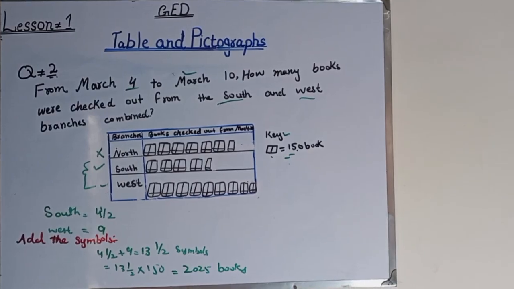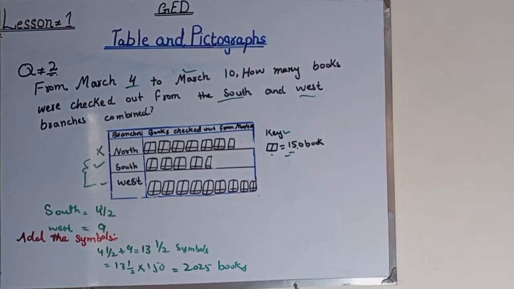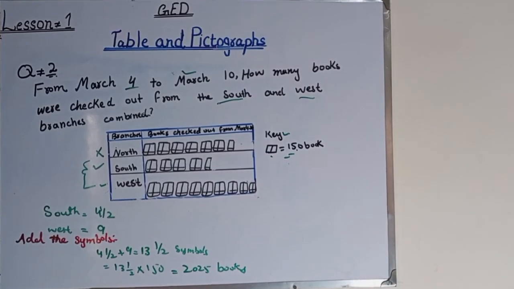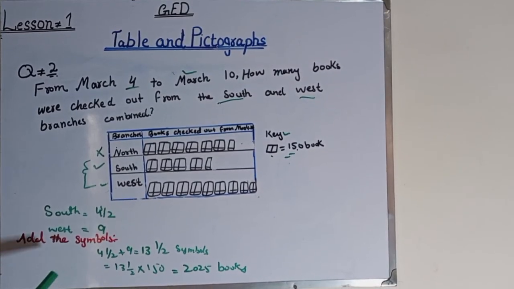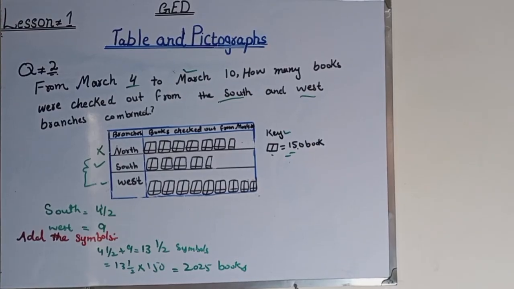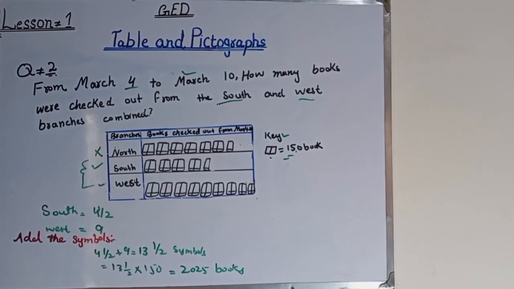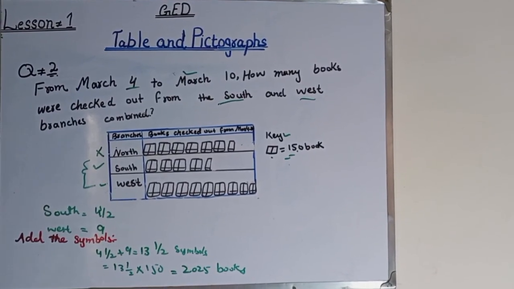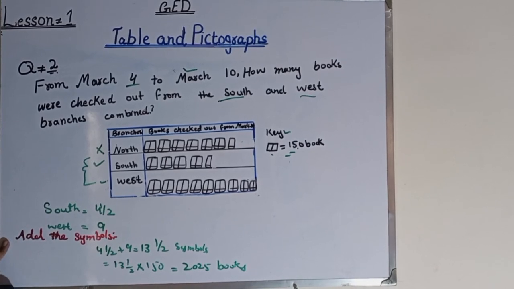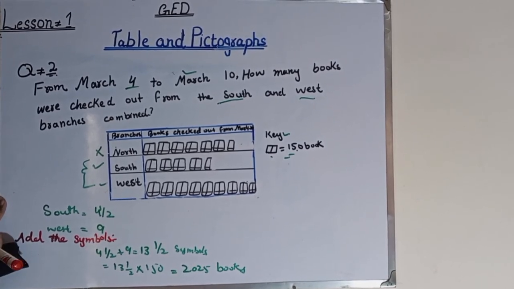Always read the labels in a table. Always check the key in pictographs. Use only the data you need. South and west are needed, north is not needed, so only use the needed data. Show your steps clearly. You should make these steps clear in your exams, in your question papers.